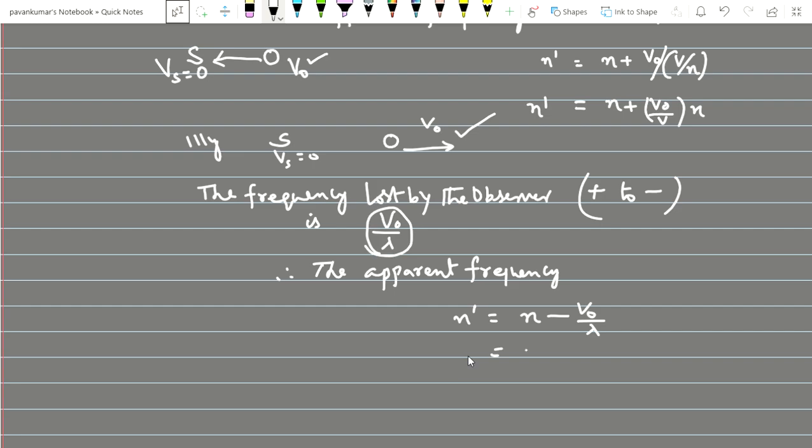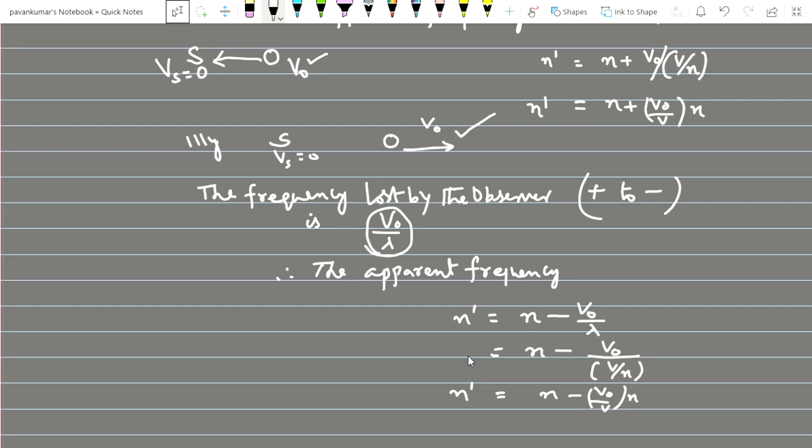Then we can clearly deduce the apparent frequency in the above format, v by n. By taking n to the numerator, we get v0 by v into n. That is, n dash is equal to n minus v0 by v into n.